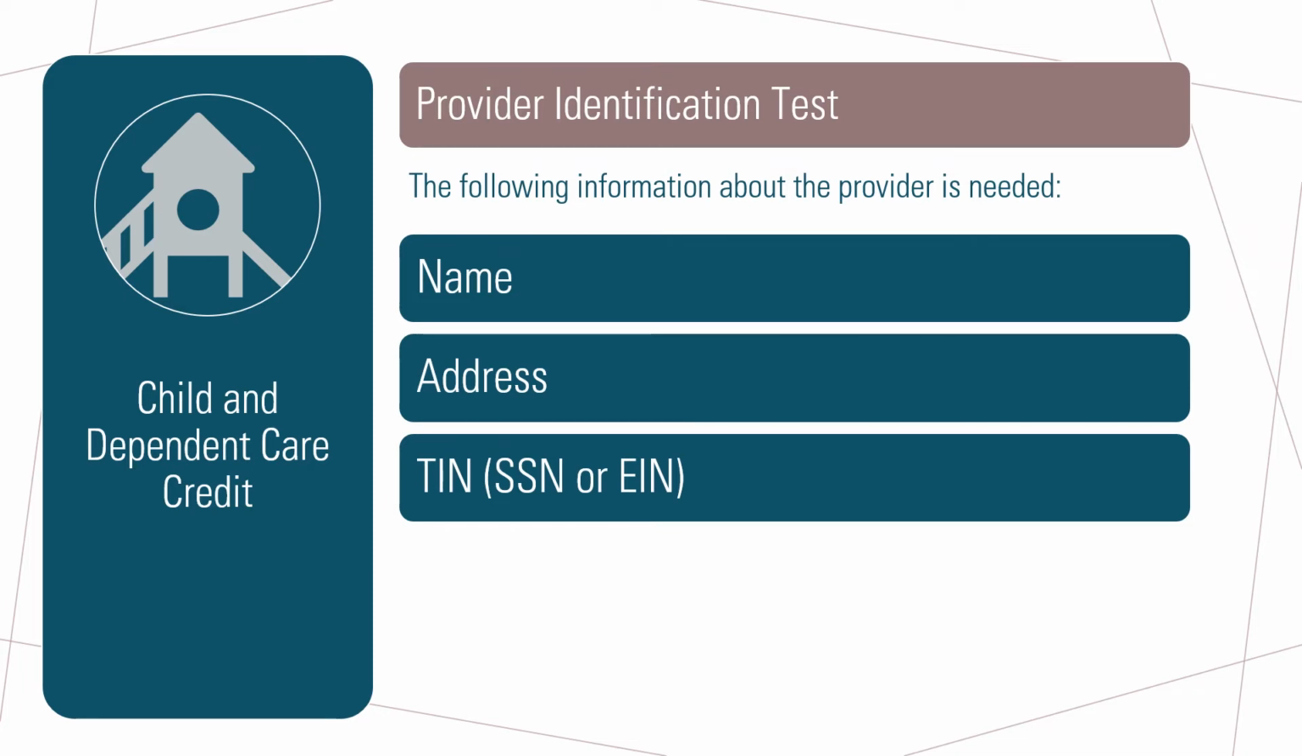So if people are claiming this credit, the IRS wants to know some information about the provider who should be claiming the income. The things that we need to have in order to claim this credit are the name of the provider, the address, and the tax identification number. That would be like a Social Security number if this was an individual, or an employer identification number if it's an organization or facility.